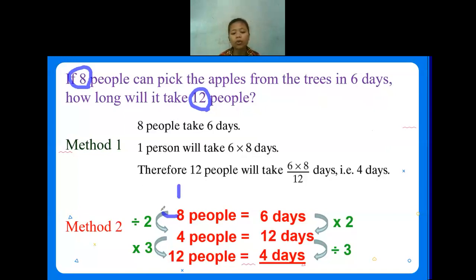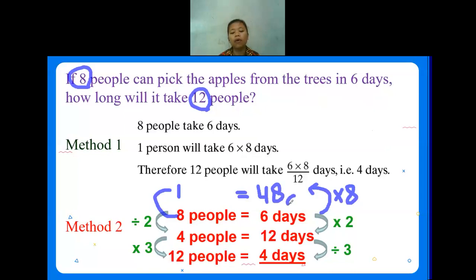So from 8 into 1, we need to divide it by 8. So for the number of days, with fewer people it will have more days, so we need to multiply it by 8. So it means there will be 48 days.